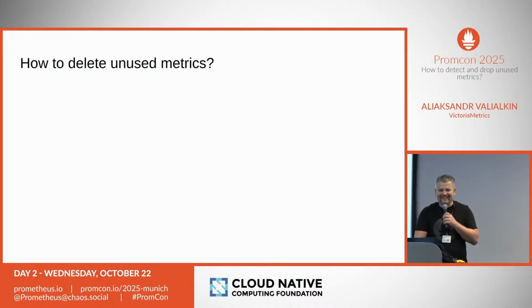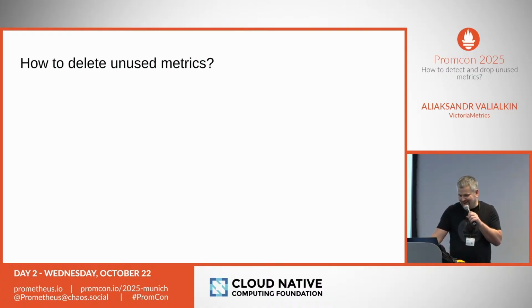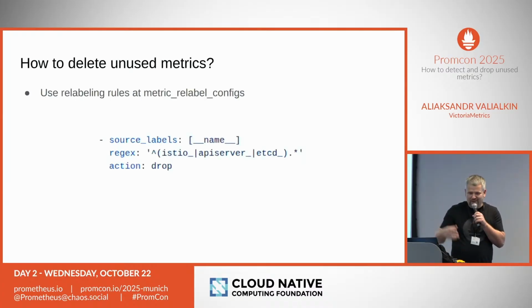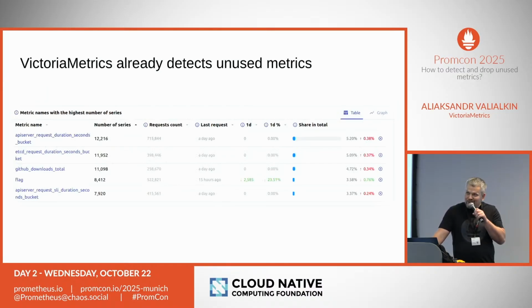Okay, I forgot: how to delete unused metrics? You can delete them at metric ingestion with metric relabeling configs like this one, by enumerating these metric names or prefixes or suffixes with regex and dropping these metric names. And VictoriaMetrics already implements this.